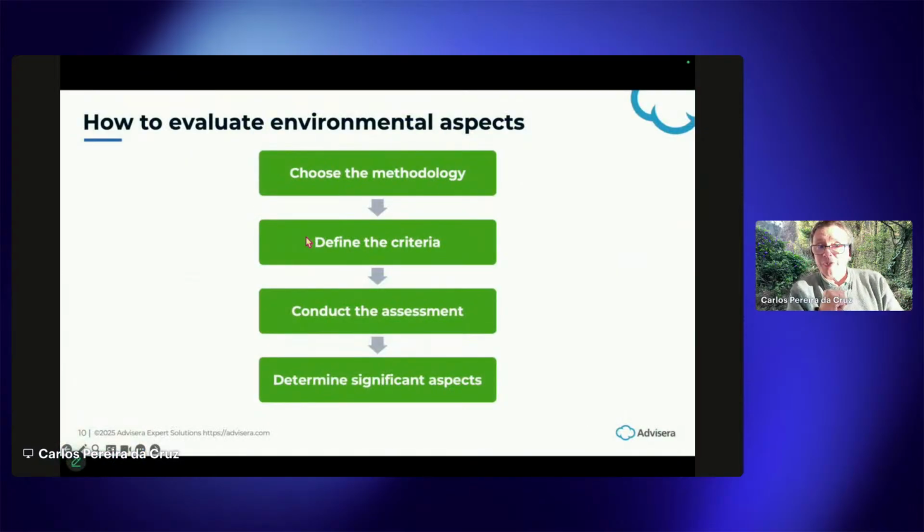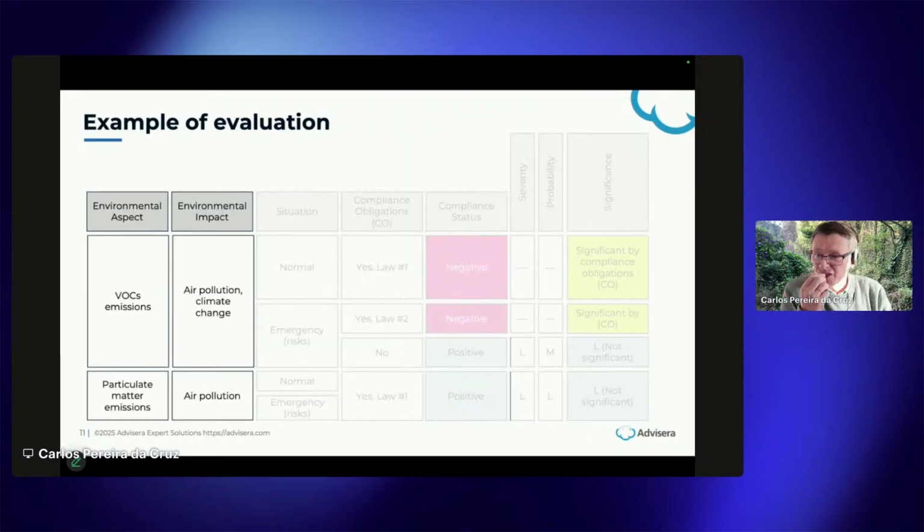And let's go back to the presentation. So we determine the environmental aspects and impacts. We evaluate, we determine what the significance is. And so how do we do it in terms of keeping a record of that? An example could be this one.